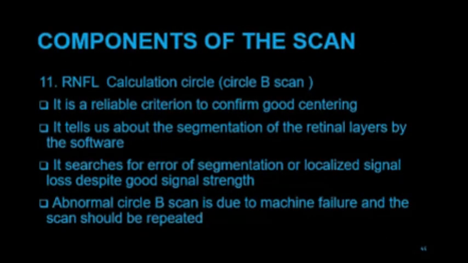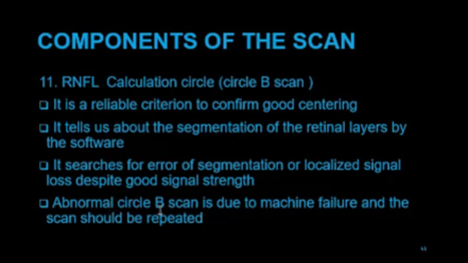Also, the 11th component of the scan is the RNFL calculation circle, or circle B-scan. It's a reliable criterion to confirm good centering. It tells us about the segmentation of the retinal layers by the software. It searches for errors of segmentation or localized signal loss despite good signal strength. So the signal strength can be good, but maybe the patient was not properly aligned, and then the machine wants to read it as a bad result. So this calculation signal bypasses those kinds of errors.